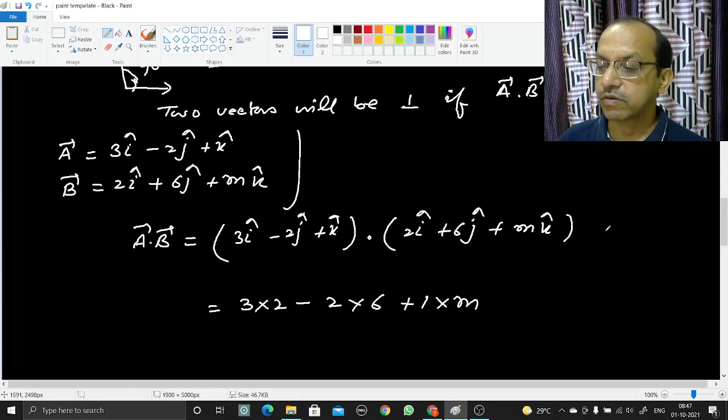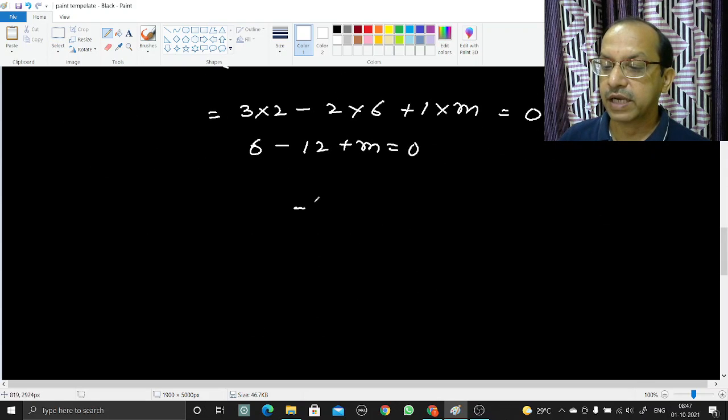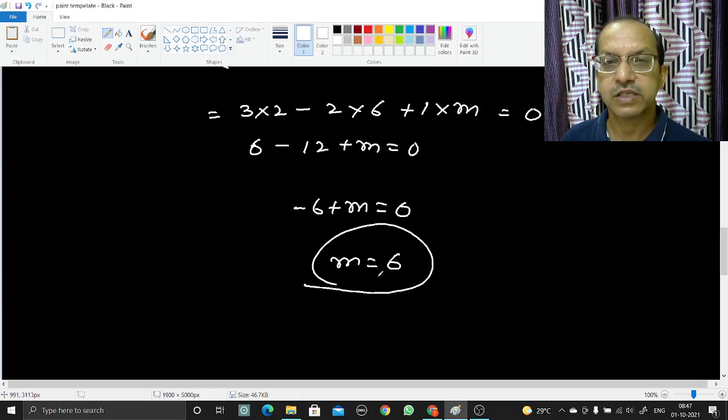And that will be equal to 0. That means 6 minus 12 plus m equal to 0, or you can say minus 6 plus m equal to 0. So m equal to 6. So when m equal to 6, these two vectors are perpendicular.